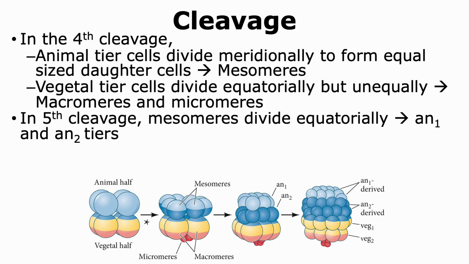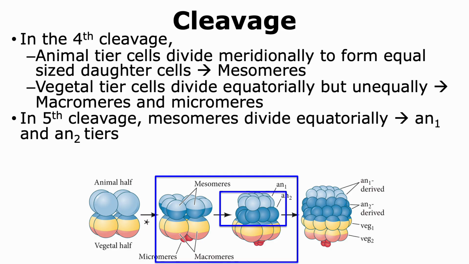In the fifth cleavage, as shown in the blue box, the mesomeres will divide equatorially to form two tiers. One is called AN1 and the other is called AN2. This is what is shown in the smaller blue box.